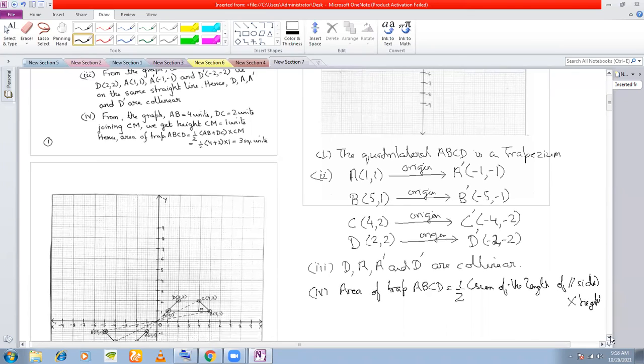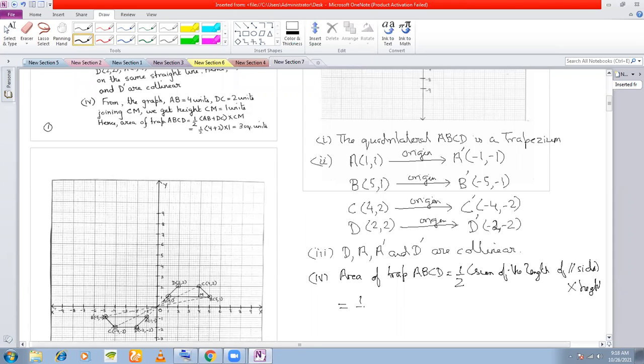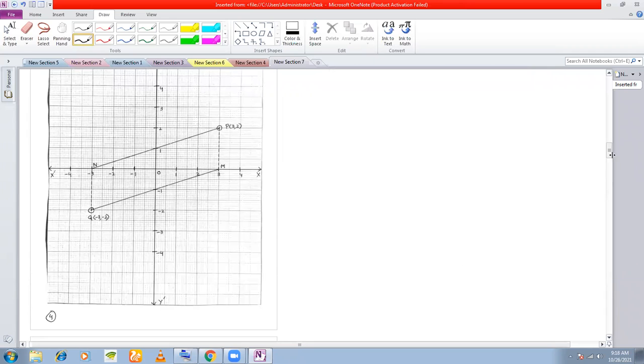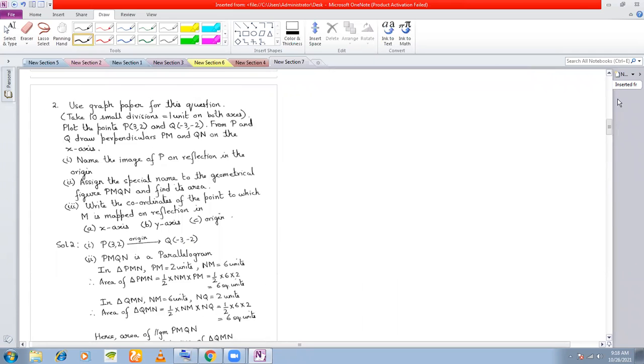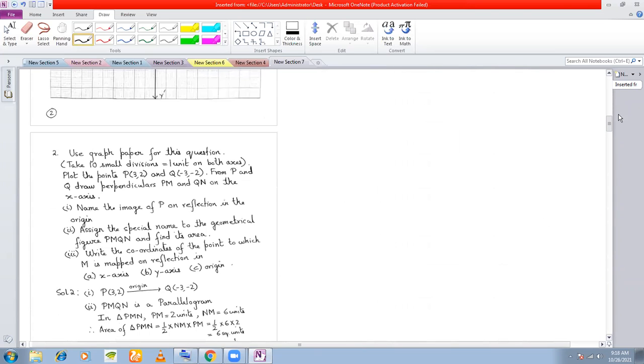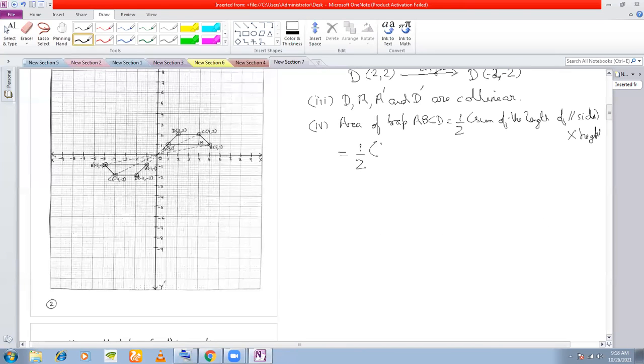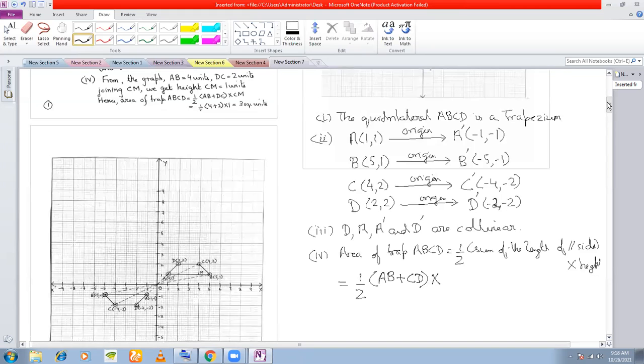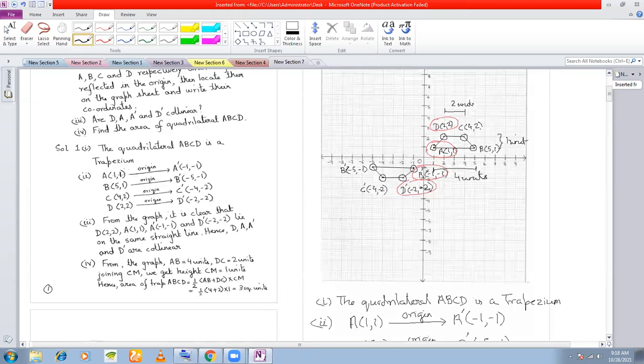Now you write, what are the parallel sides here? Equal to half. If you see in the diagram, the parallel sides are AB and CD. Right here, AB and CD. AB plus CD into, and the height here is 1 unit. So you can directly write 1 unit here.